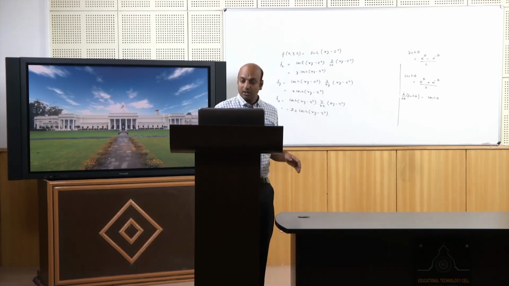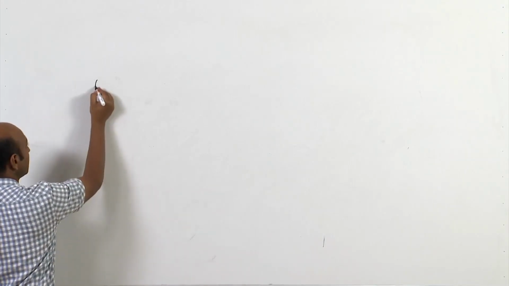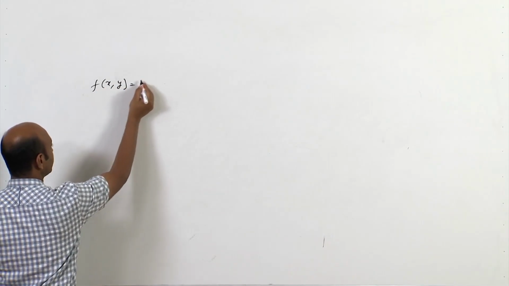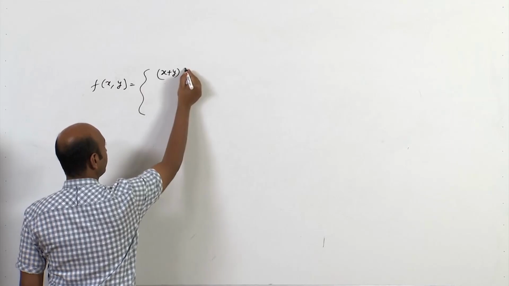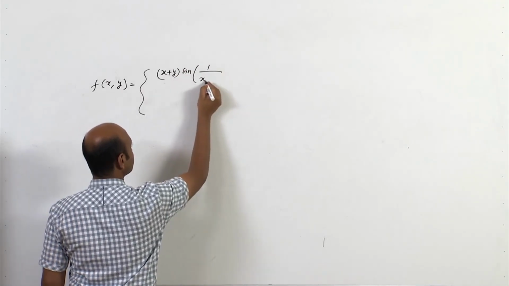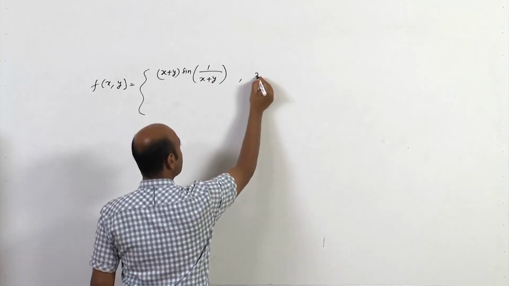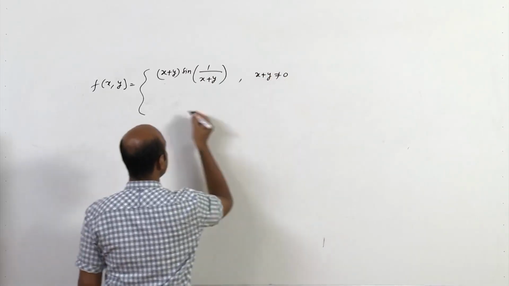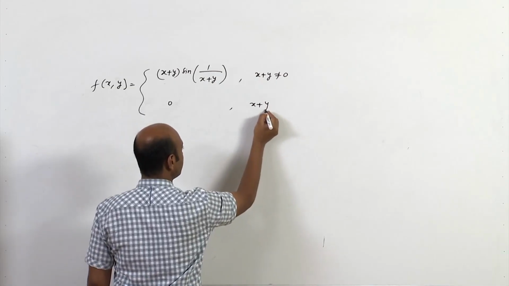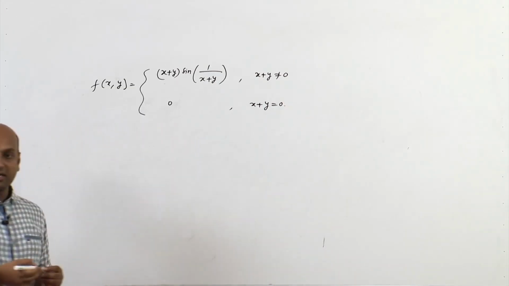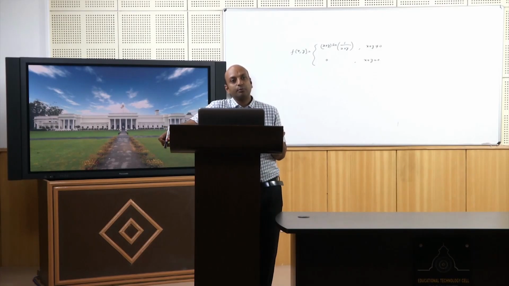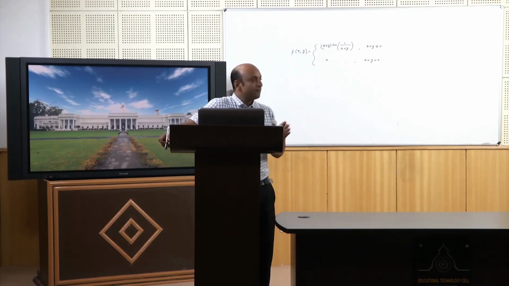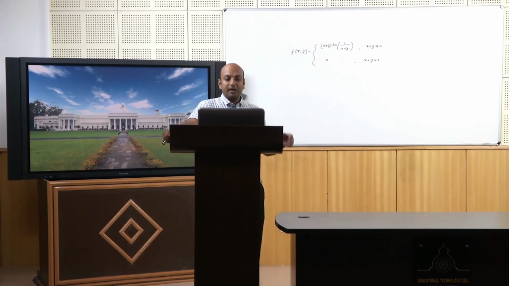Let us see. The first example is f(x,y) equals (x plus y) sine of 1 upon (x plus y) when x plus y is not equal to 0, and 0 when x plus y is equal to 0. Now, first we will see that if a function is continuous at a point, then its partial derivatives may not exist at that point. This is an example which is continuous at the point (0,0), but the partial derivatives fx and fy do not exist at that point.